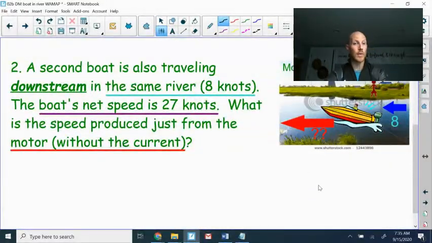Let's take a look at number 2. A second boat is also traveling downstream in the same river, 8 knots. The boat's net speed is 27 knots. What would be the speed produced just from the motor if there were no current? I spun the random number generator and came up with the 8 and 27. You're going to get a chance to do this with your own set of numbers.